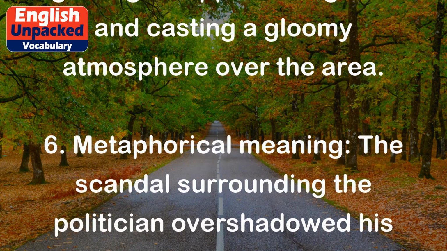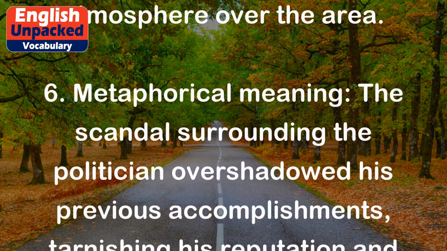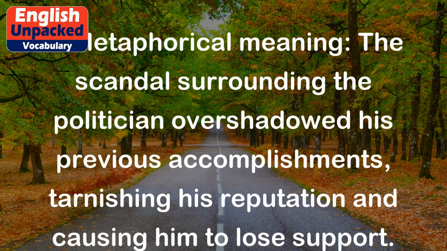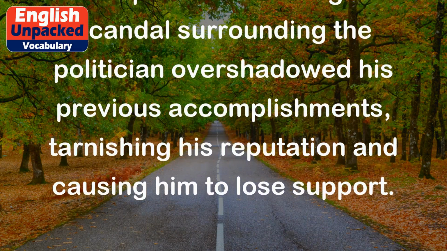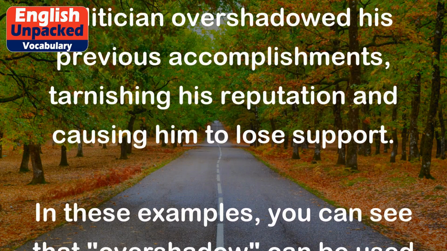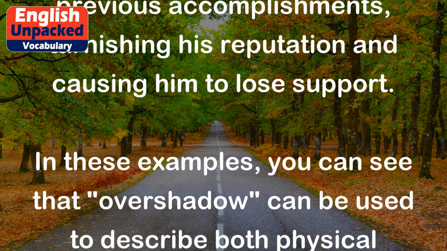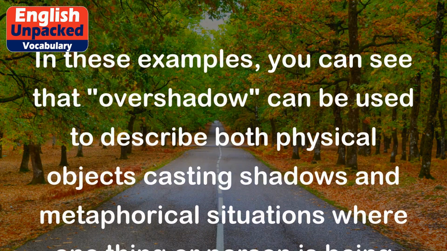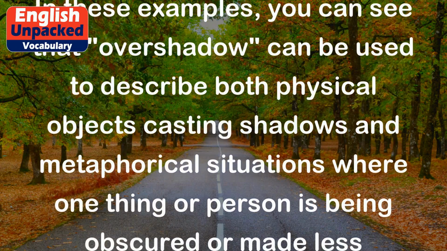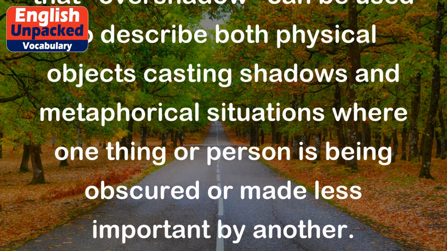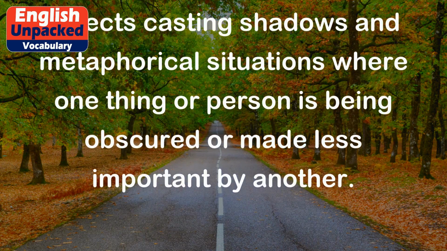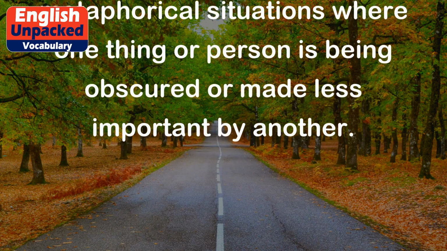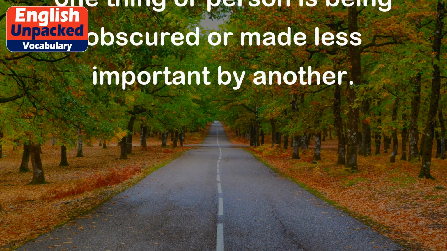6. Metaphorical meaning: the scandal surrounding the politician overshadowed his previous accomplishments, tarnishing his reputation and causing him to lose support. In these examples, you can see that overshadow can be used to describe both physical objects casting shadows and metaphorical situations where one thing or person is being obscured or made less important by another.